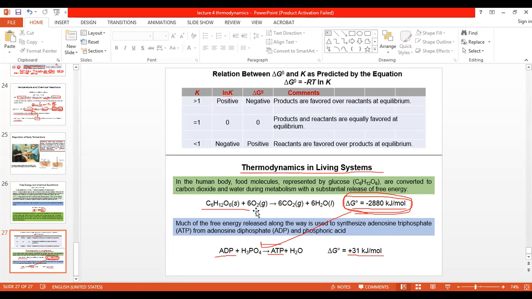And ADP, is it spontaneous? The conversion of ADP to ATP is not spontaneous. So you need to provide energy. Because it's the opposite, delta G is positive. And the opposite process, from ATP to ADP, can be spontaneous. If you reverse this process, it can be spontaneous.